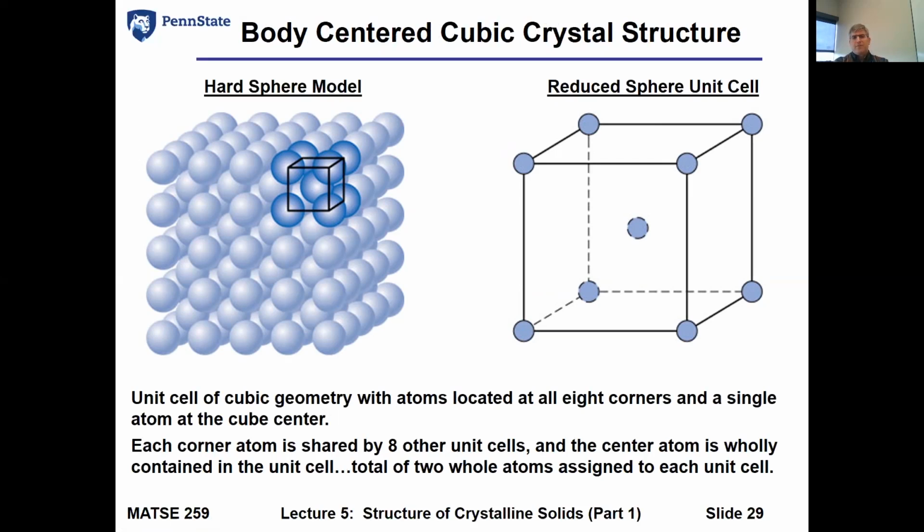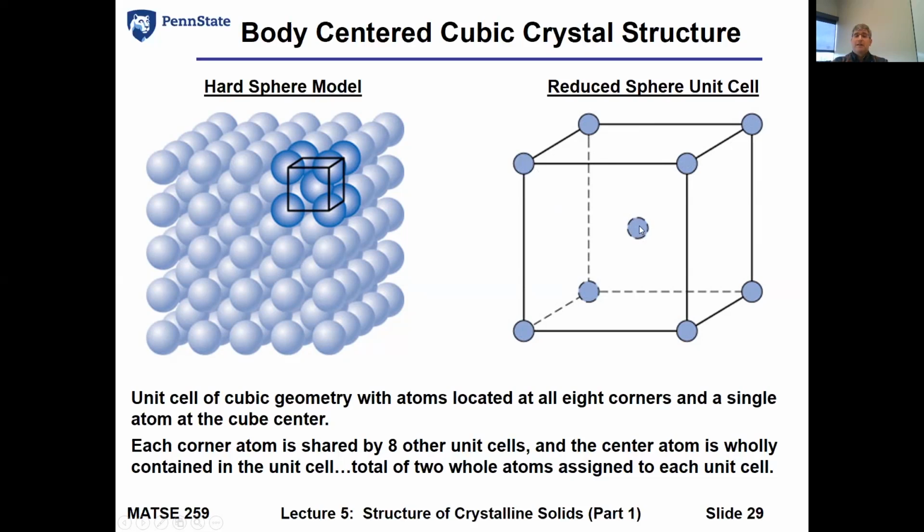So we have a hard sphere model, once again, for the body-centered cubic, and in this case, the reduced unit cell has a lot fewer atoms, because we have one atom at each corner and then only one in the middle. We know from the face-centered cubic that each corner atom is shared with 8 other unit cells. So this unit cell gets 1/8 of the atom on each corner. We know there are 8 corners, so that equals 1 atom.